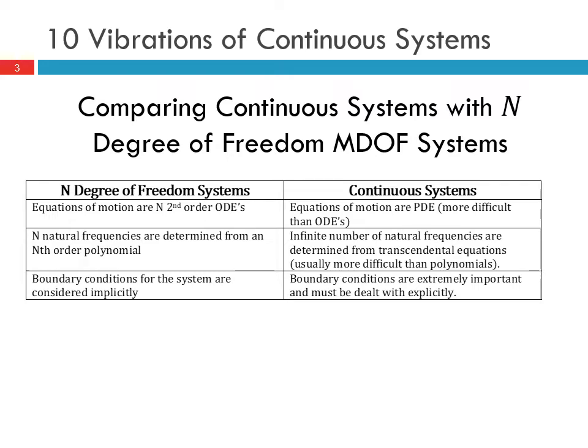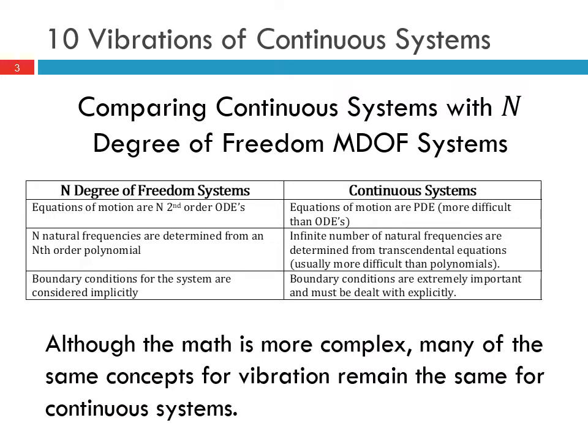So not polynomial equations, but equations that contain something like a sine, which tend to be more difficult to deal with than polynomials. And for n degree of freedom systems, the boundary conditions for the system are considered implicitly, but for continuous systems, the boundary conditions are extremely important and must be dealt with explicitly. Although the math is more complex for continuous systems, many of the same concepts for vibration, particularly when we talked about multiple degree of freedom systems, will actually remain the same for continuous systems.